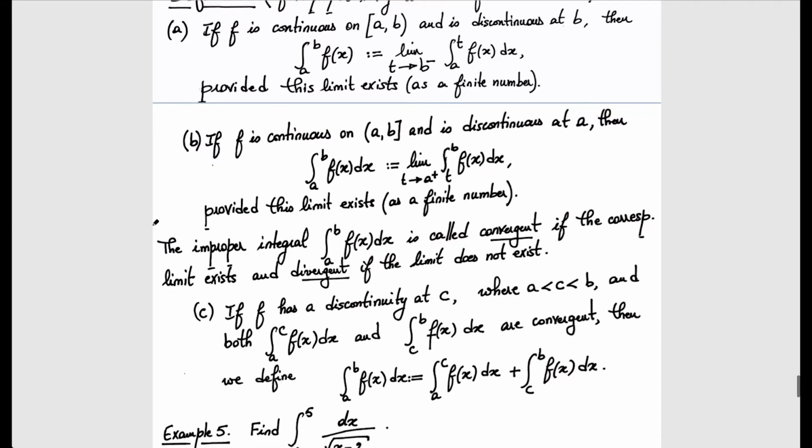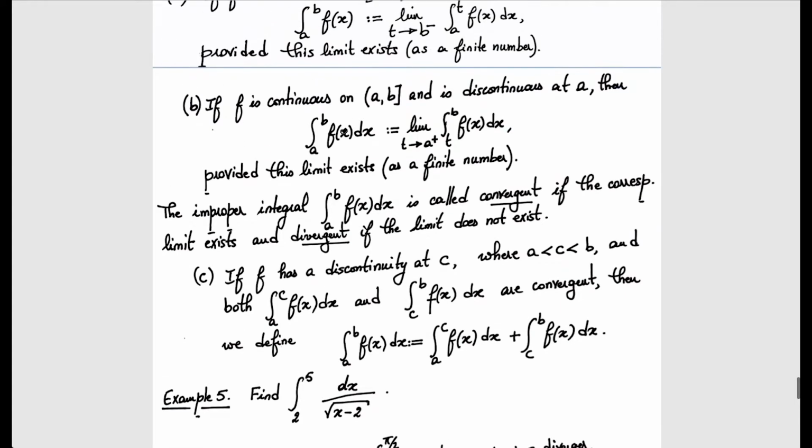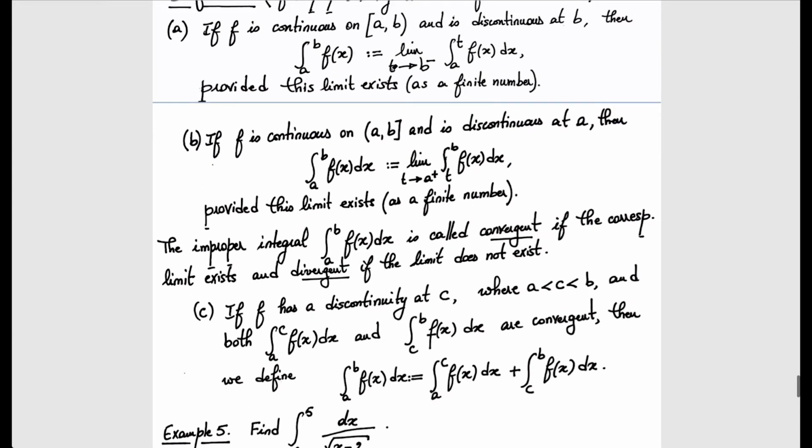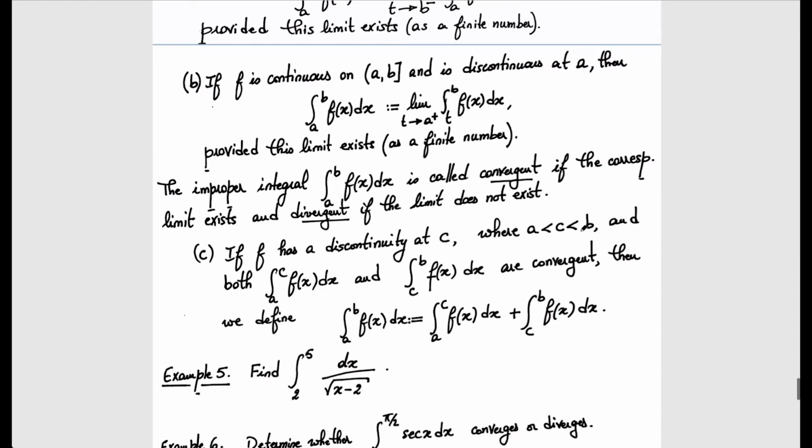Okay. All right, and the last part, part C, is if you have a discontinuity at a number C between A and B, not at the endpoint. So in part A, we had a discontinuity at the upper endpoint, right? In part B, we had a discontinuity at the lower endpoint A. In part C, I have a discontinuity somewhere between A and B. So you don't have a discontinuity at any of the endpoints.